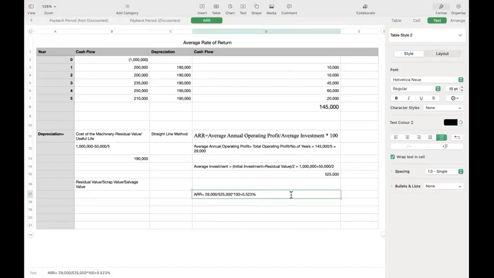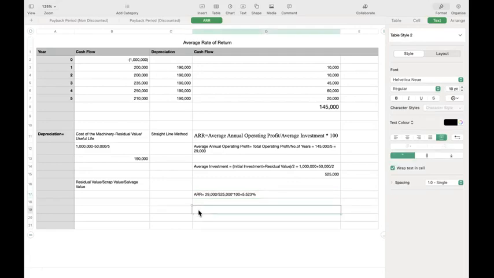The ARR for the above project is 5.523%. If the ARR exceeds the target rate, or the arbitrary target that is set by the company, then this project is acceptable. The higher the ARR, the better it is for the company. The project which has a higher ARR is better for the company. So if you're comparing two projects, you will have to select the project that has the highest ARR.